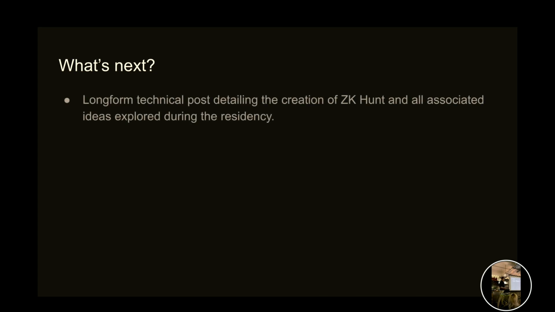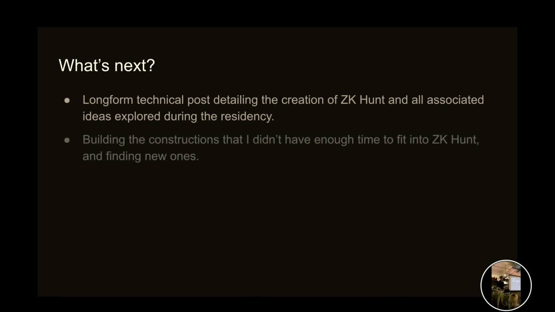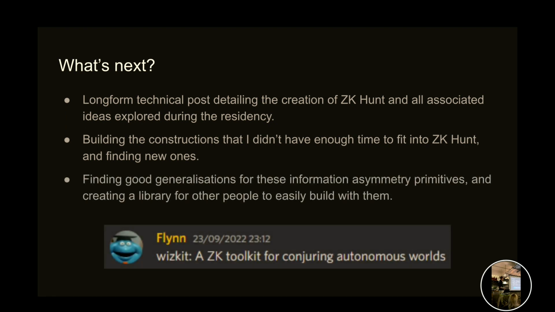So that's ZK Hunt. What's next? Well, I want to do a long-form technical write-up of ZK Hunt, going into all the details that I kind of glossed over tonight. I want to continue building these kinds of constructions. I think there's a lot of potential to be explored here. And I want to find good generalizations for these constructions and put them into a library, something like WizKit, maybe.